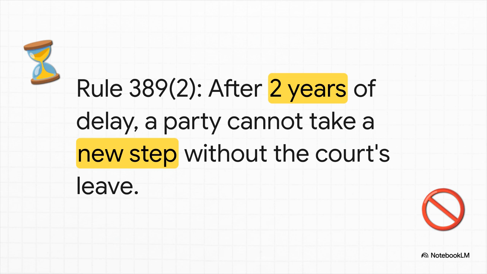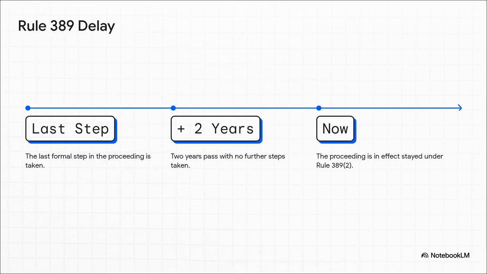The proceeding is stayed. To get things moving again, you have to first give a month's notice. And then, if that time passes, you have to get the court's leave. Visually, it's pretty simple. The clock starts ticking from the last formal step. Once you cross that 2-year line, bang, the case is frozen. Any step you take after that point without getting leave first is a breach of Rule 389.